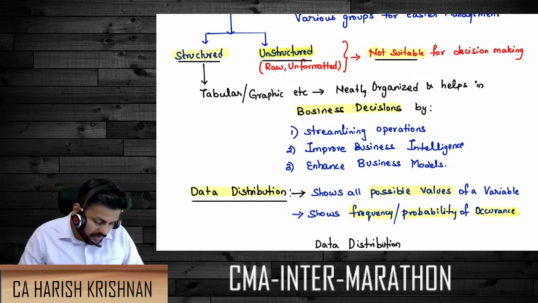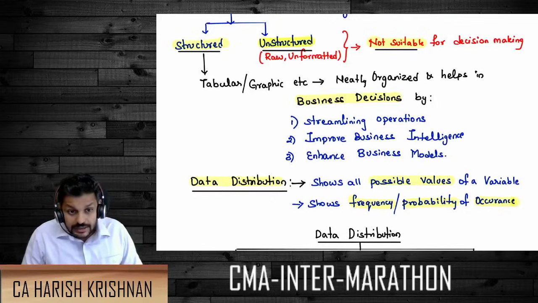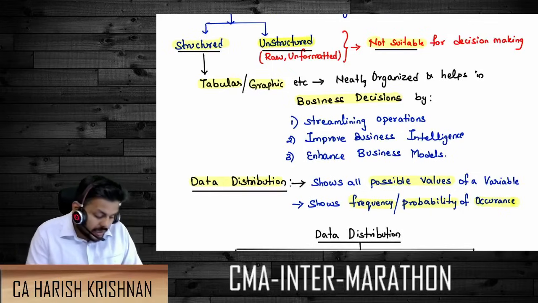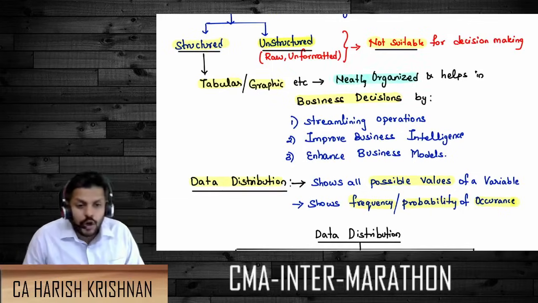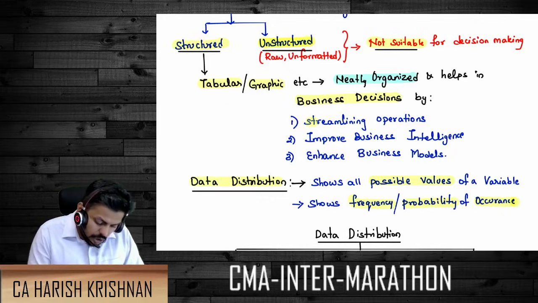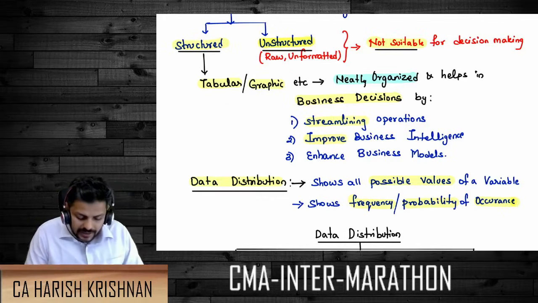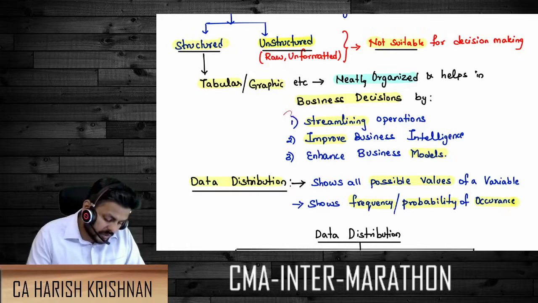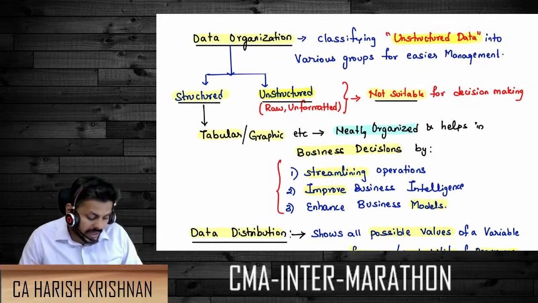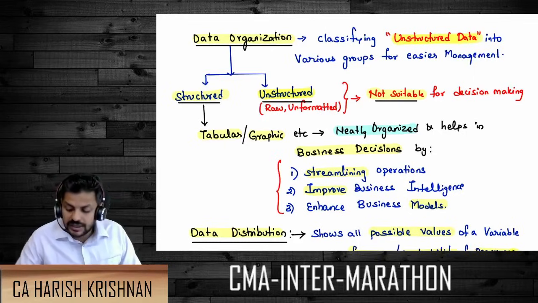Structured data is tabular, graphic, etc., and very neatly organized, and it helps business decisions by streamlining the operations, improving the business intelligence, and enhancing the business model. As you can see, these three are clearly the advantages of having organized data. Therefore, data organization is about dealing with unstructured data and organizing it in such a way that it will be neatly structured later. Okay, so that is the first part.